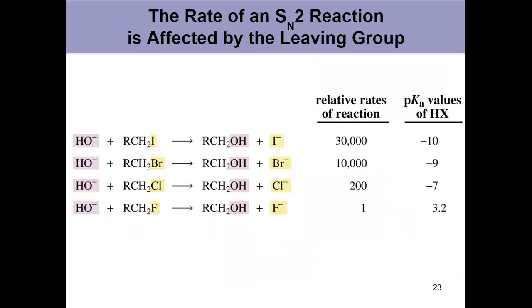What else do we have? Well, the identity of the leaving group itself can affect the rate of a reaction. And this is a key idea from all of chapter 9. We're going to continue to see this. Weak bases are better leaving groups. If you're taking notes, I'd jot that down. Weak bases are better leaving groups.